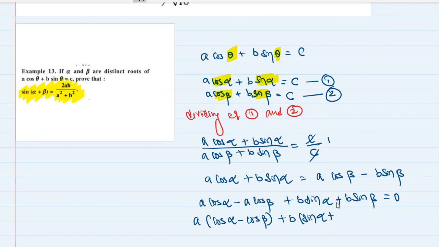Wait. This was minus A cos beta, and why did I shift it there and put a plus sign? It was plus. So this is minus B sin beta. So this will be minus B sin beta, and this will be the minus sign. Yes, so this will be minus, and this will be plus, and inside it sin alpha minus sin beta will be there.